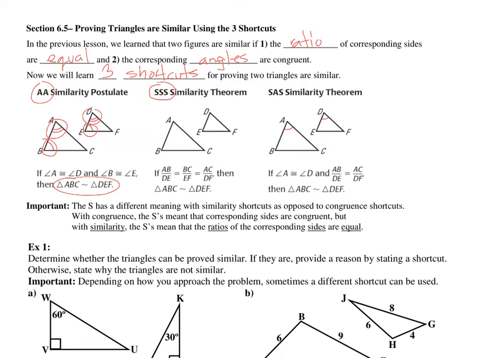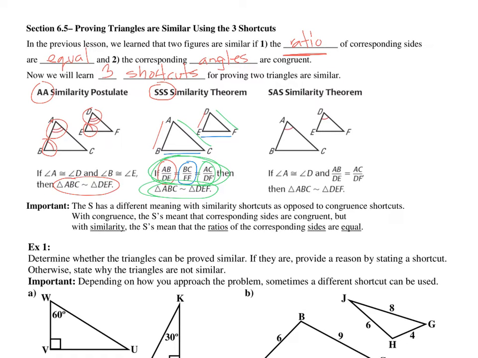Also, there's SSS. But this is very different from the SSS when we're talking about triangles being congruent. The SSS for similarity means that the ratio of the corresponding sides are equal. So here I have AB to DE. That's equal to BC over EF, which is equal to AC over DF. If you have this situation, and it's true, the triangles are similar right away. Then you know all the angles are congruent.